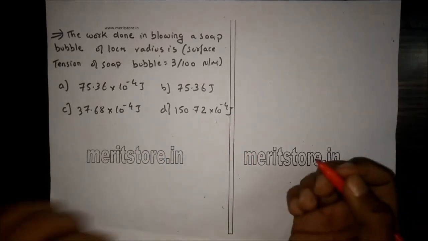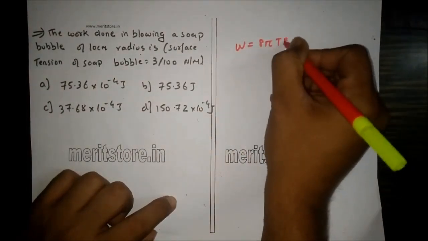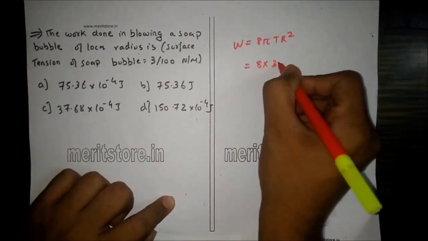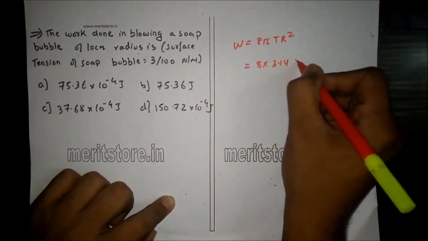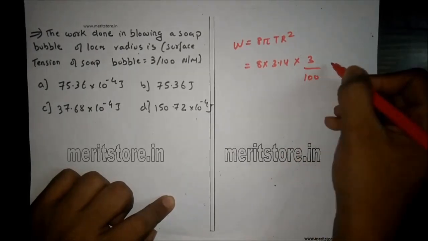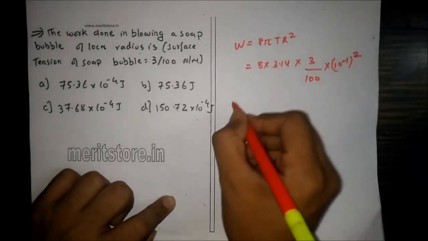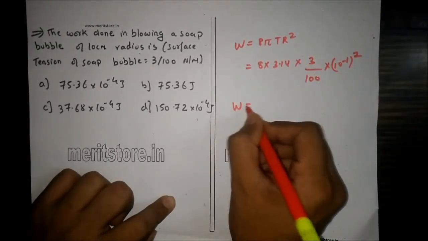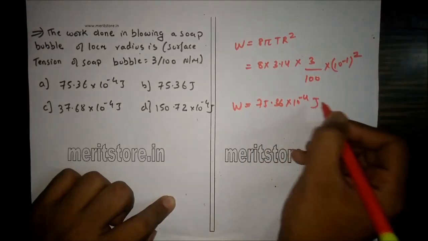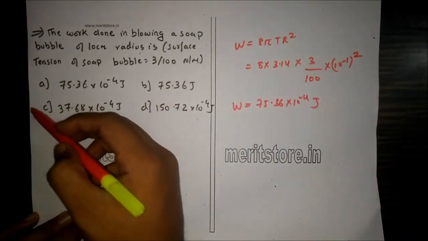Now, the work done is given by the formula W is equal to 8 pi T R square. We need to find the work done. Therefore, 8 into pi is 3.14, the surface tension is given as 3 upon 100, and the radius is given as 10 centimeter, which is 10 raised to minus 1, the whole square. Therefore, on calculating everything, we'll get the answer as 75.36 into 10 raised to minus 4 joules. Therefore, here the correct answer will be option A.